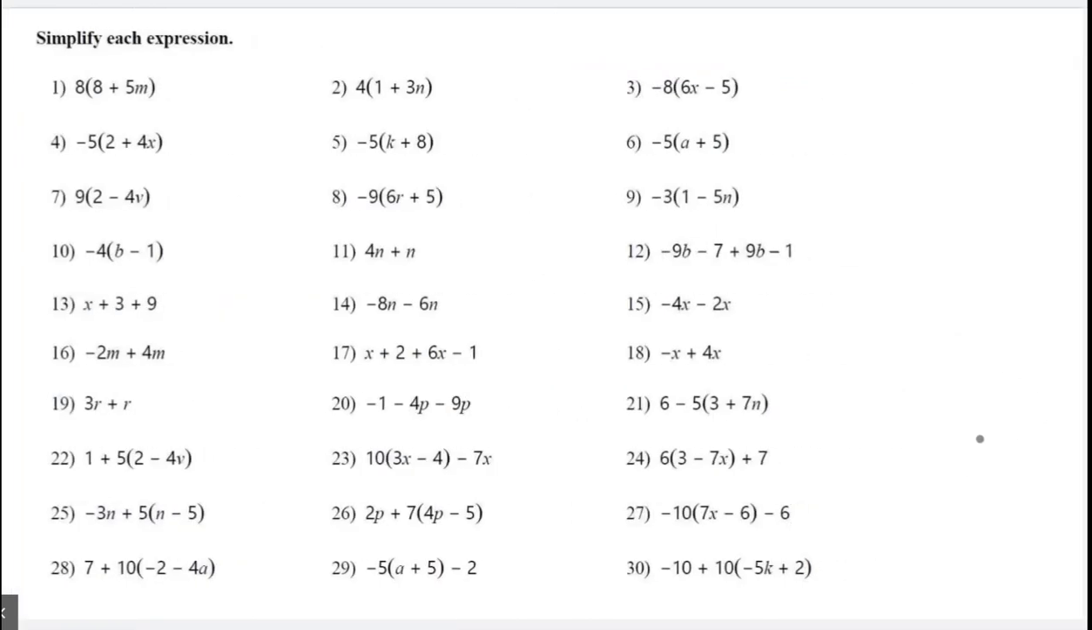Okay, here is your assignment for 7th period. Do odd only. Odds only.